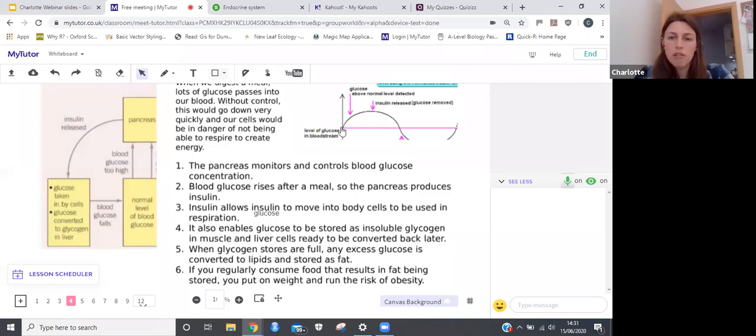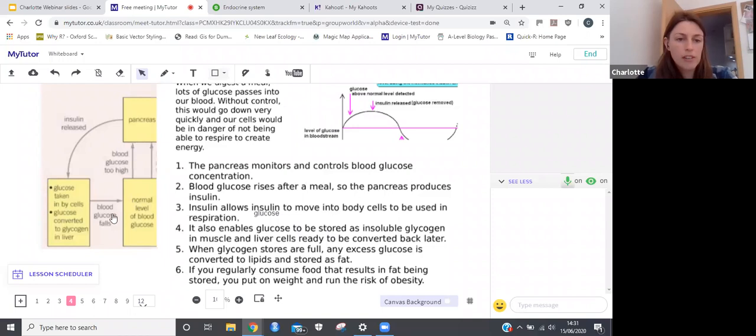So looking at this graph, you can see the level of glucose in the bloodstream rises. The pancreas detects that the glucose is above the normal level and releases insulin, which means that glucose is removed from the blood. It's taken out of the blood. It's either used for respiration, stored as glycogen, or stored as lipids.